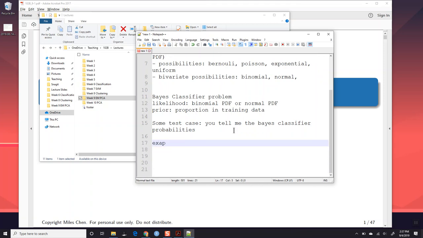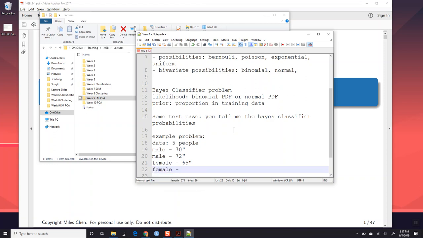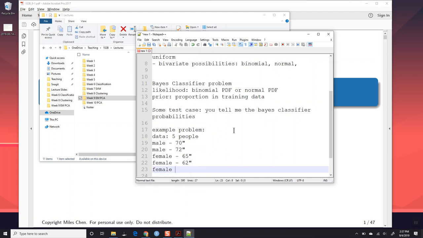All right, here I'll just do a very quick example problem. I'm making this up on the fly here. So I could give you data, maybe 5 people. We'll do male, 70 inches. Then we've got male, 72 inches, and female, 65 inches. Female, 62 inches, female, 69 inches, okay.